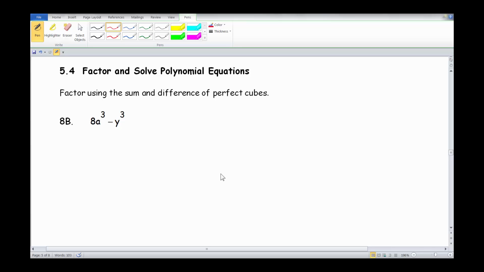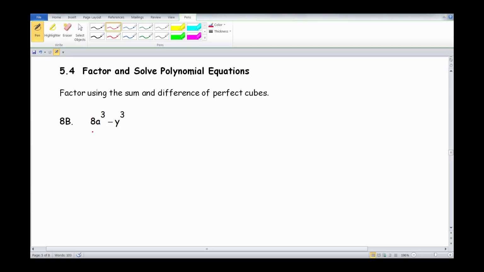Here we are at our Chapter 5, Target 4, Problem 8b from the study guide. We're asked to factor using the sum and difference of perfect cubes. And in just looking at our problem, we notice that we have 8a raised to the third power.